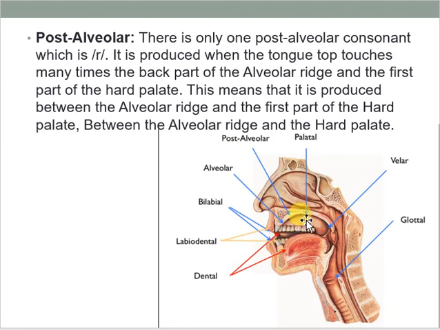أوكي، يعني يعاكس منطقة البوست alveolar ridge، يعني هو مو قريب من الالفيولار ريدج ولا قريب من الباليت، قريب من منطقة بعد الالفيولار ريدج بقليل. Okay, so the only sound which is post alveolar is the sound r, okay.